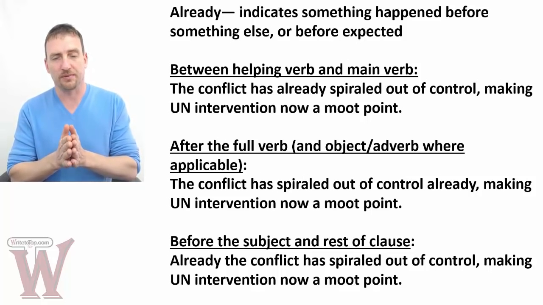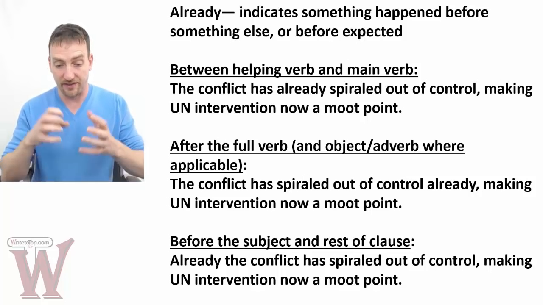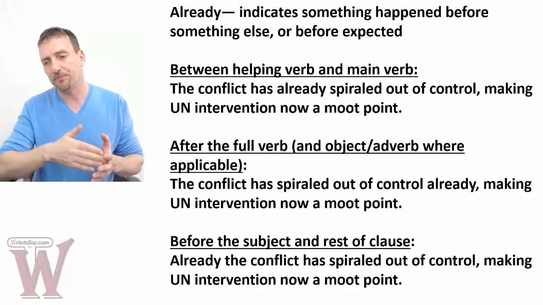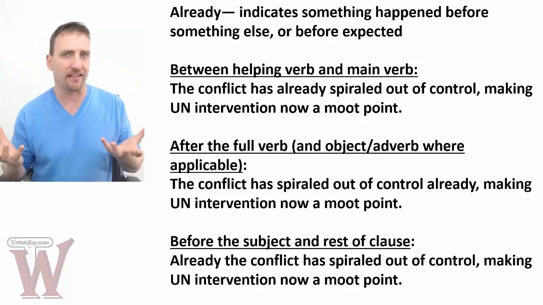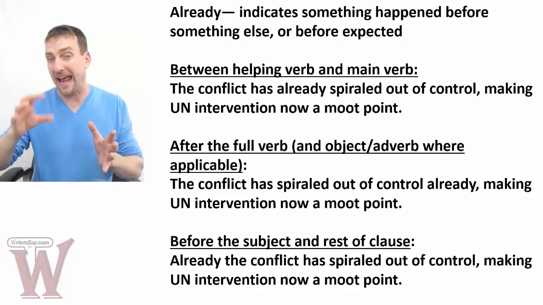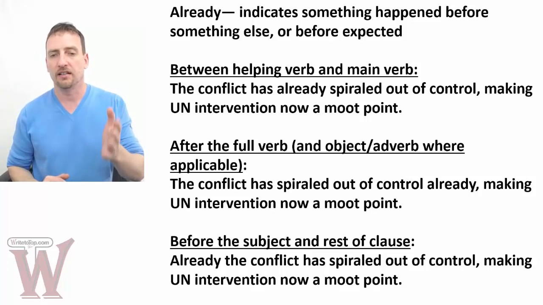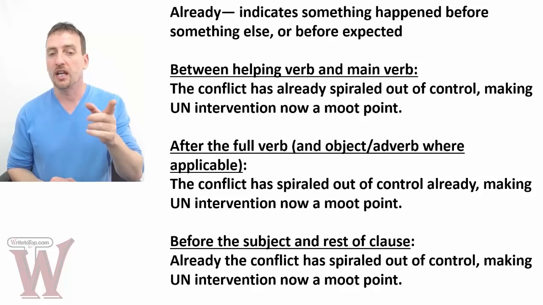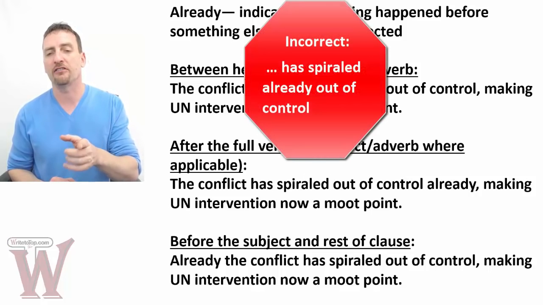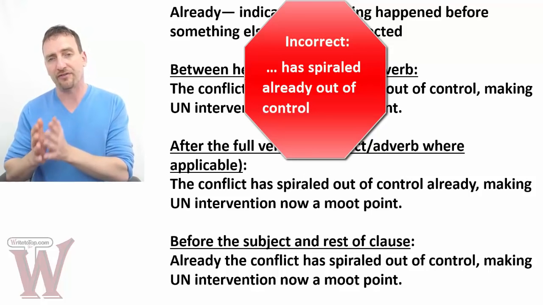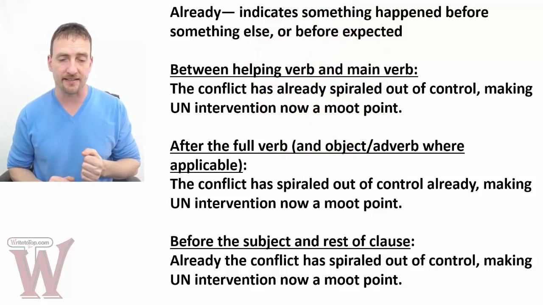But if the verb takes a direct object, if it needs that object to be a complete verb, then you put the already after the entire package, basically. Put it after the verb, both parts of the verb and the object, and then already. The conflict has spiraled out of control already, making UN intervention. You don't say the conflict has spiraled already out of control. That doesn't work. That's incorrect. Put it after the object if the object is necessary.